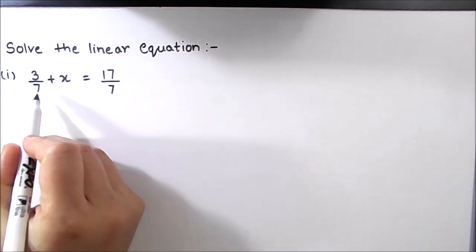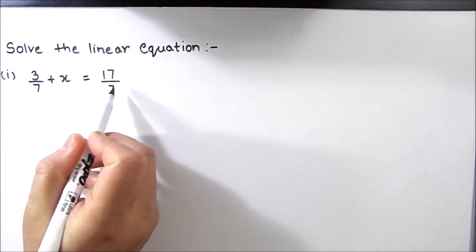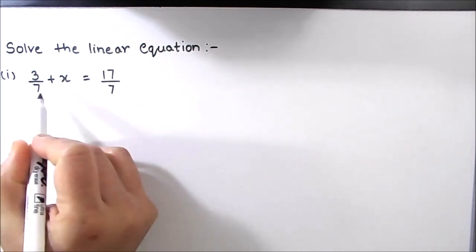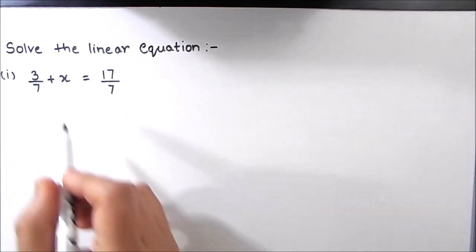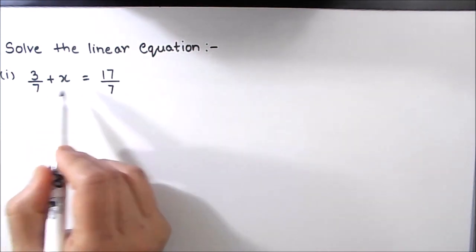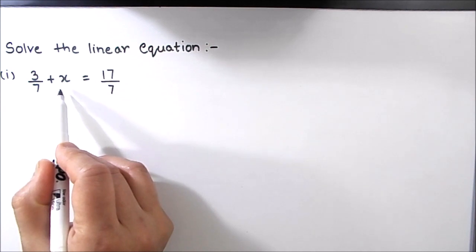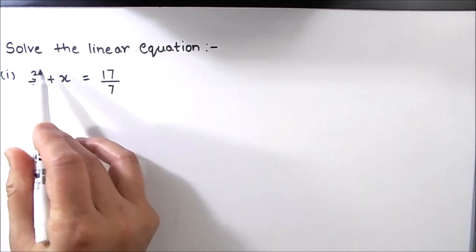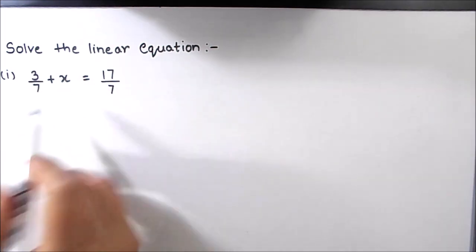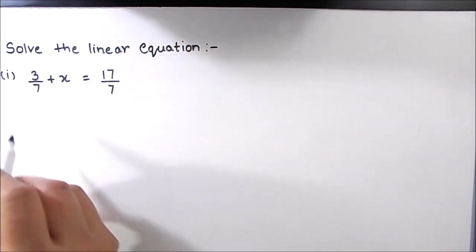The first one is 3 by 7 plus x is equal to 17 by 7. This is a linear equation in a single variable x and we need to find the value of x. So our purpose here is to separate the variable and the constant. For that we are going to remove this term from the left hand side. So we'll subtract 3 by 7 from both the sides.